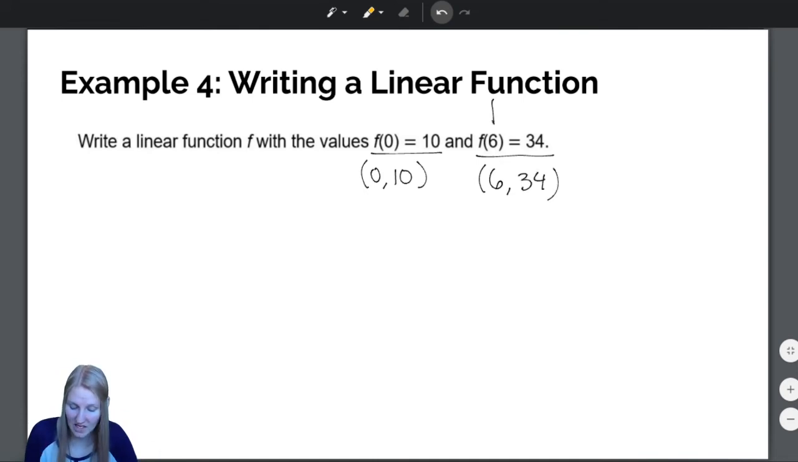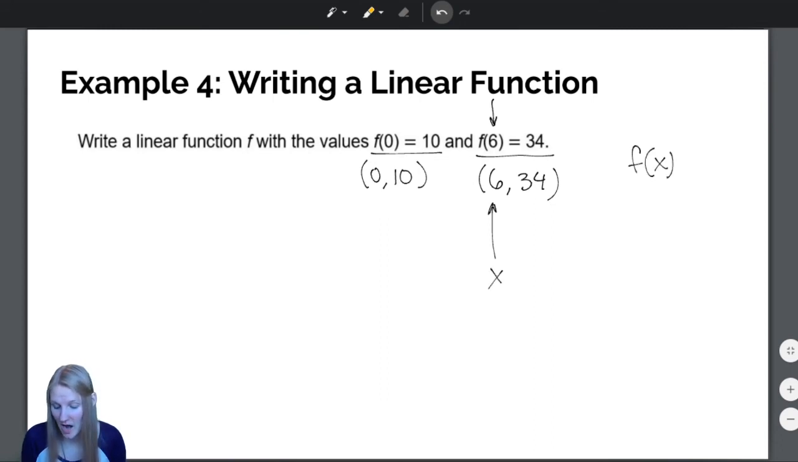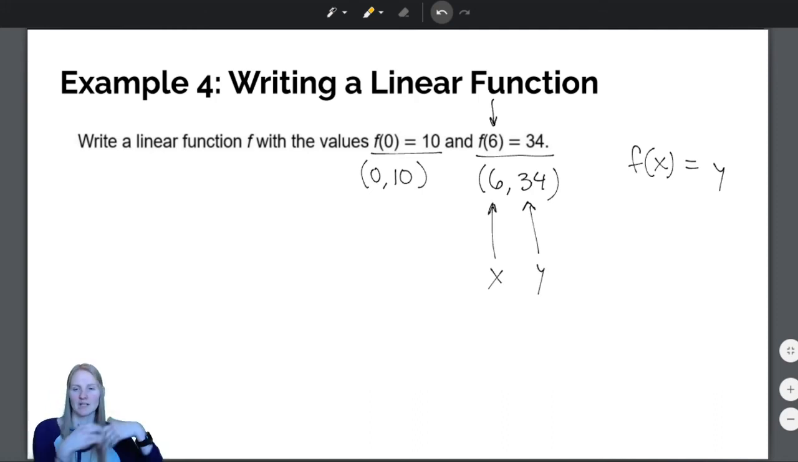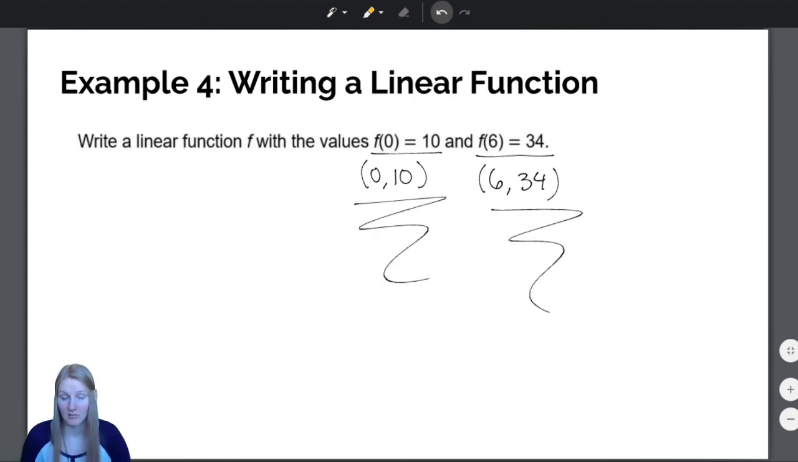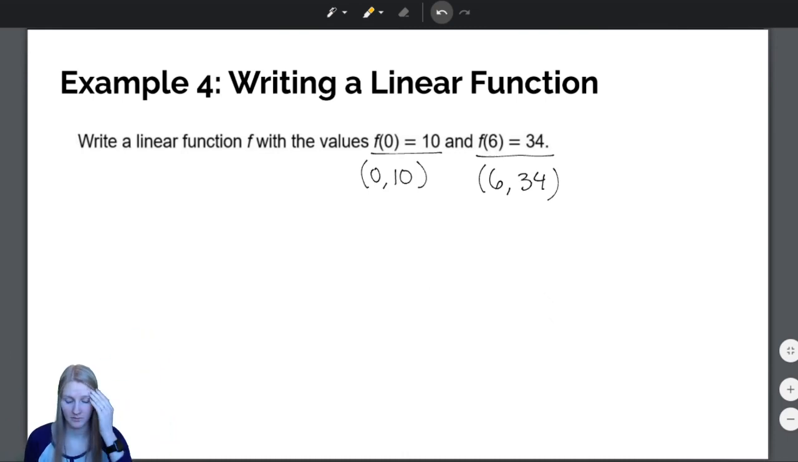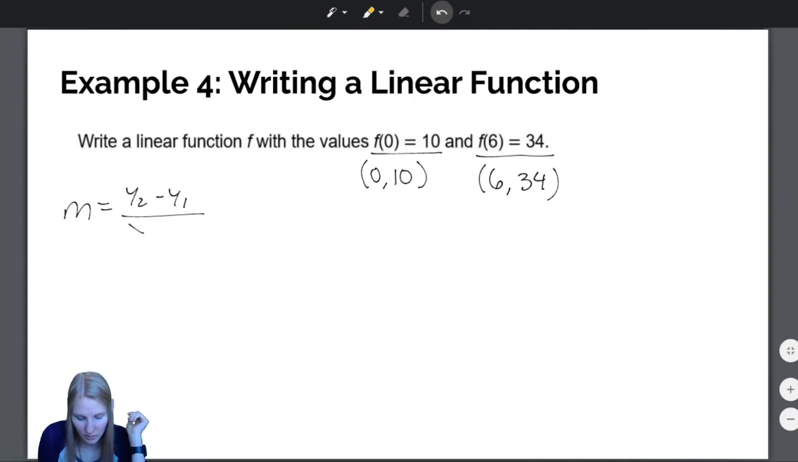Because whatever is inside of the parentheses is our input. And our input is our x value. And remember, f of x, or f of whatever, that's your y value, or that is your output. So we get the point 6, 34. Awesome. And now, look at that. I have 2 points, just like I did in the last example. So I can find the slope between these 2 points.